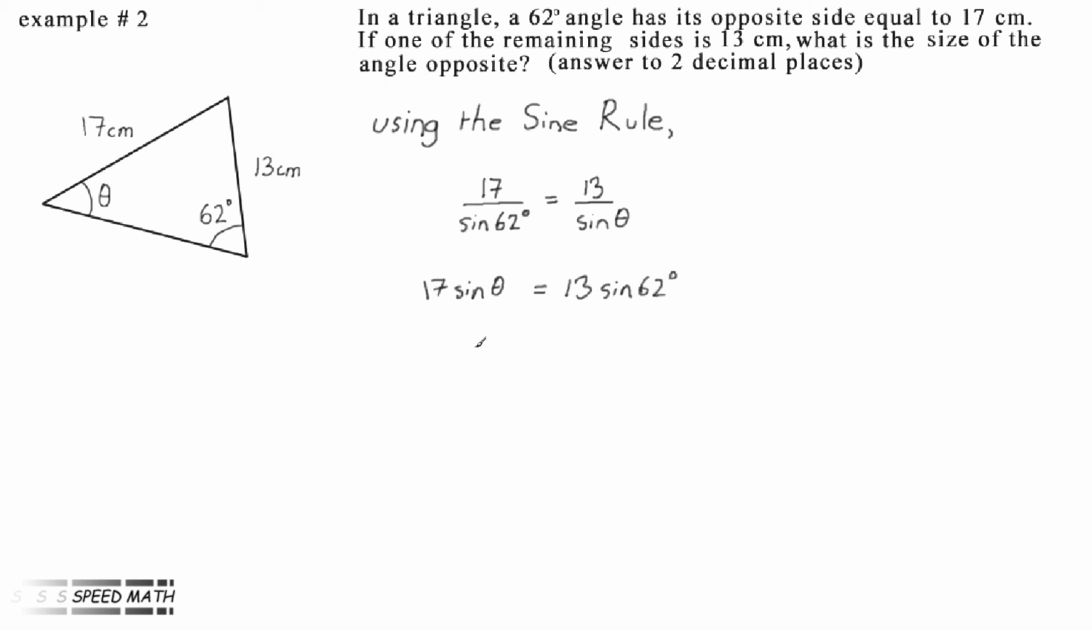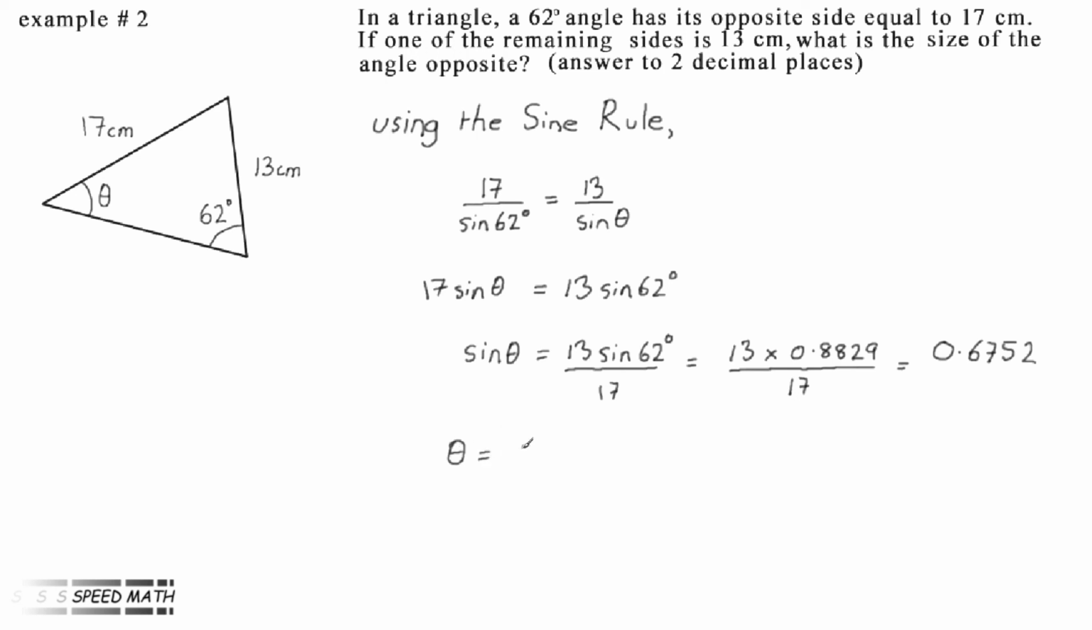Okay, putting the sine theta on its own, dividing both sides by 17, we get sine theta is equal to 13 sine 62 degrees divided by 17, which equals 13 times 0.8829 divided by 17. And this comes to 0.6752. So our angle theta is equal to sine minus 1 of 0.6752.